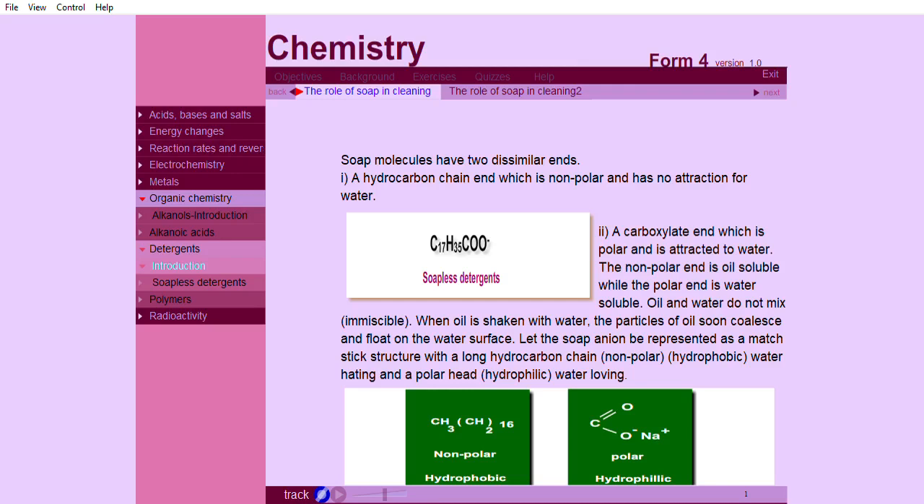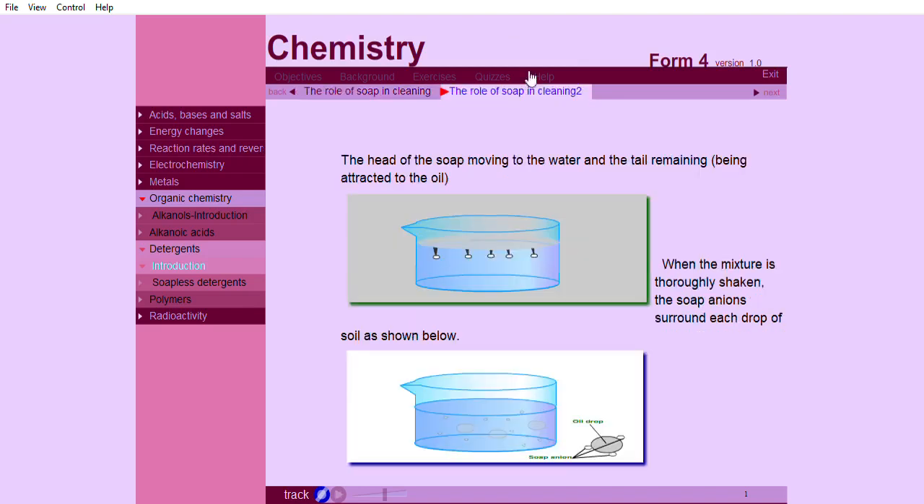Let the soap anion be represented as a matchstick structure with a long hydrocarbon chain, which is nonpolar or hydrophobic, water-hating, and a polar head, which is hydrophilic, water-loving. The head of the soap moves to the water and the tail is attracted to the oil. When the mixture is thoroughly shaken, the soap anions surround each drop of oil as shown below.